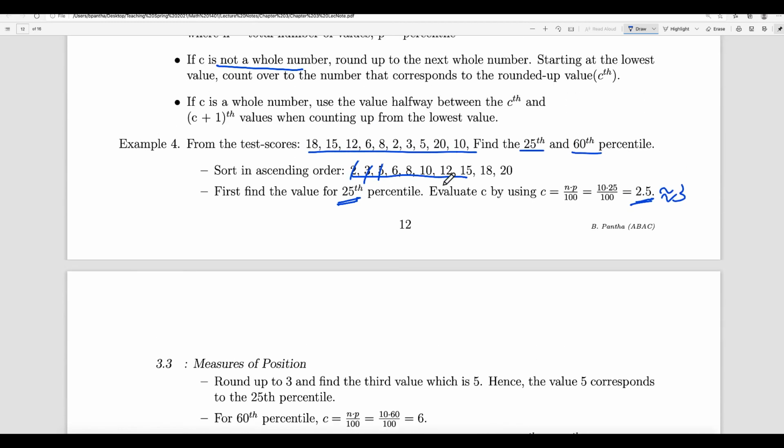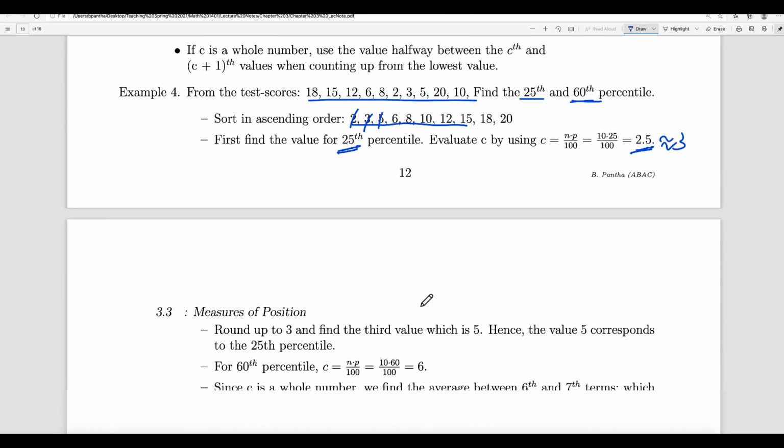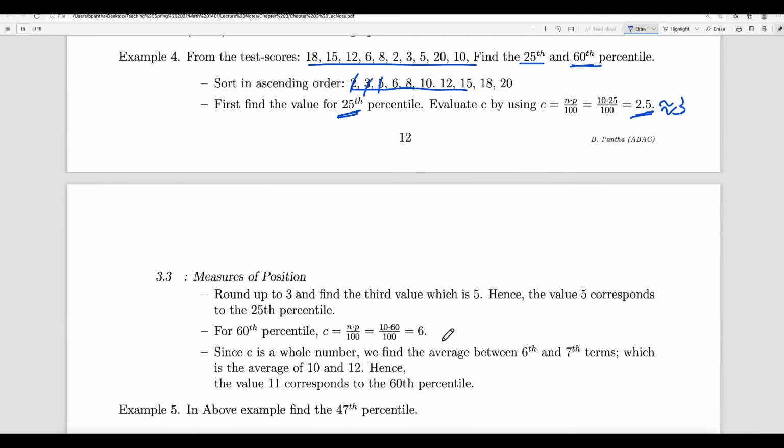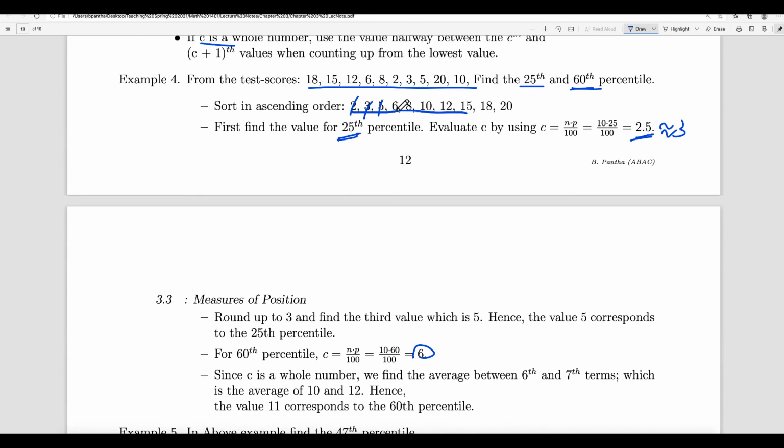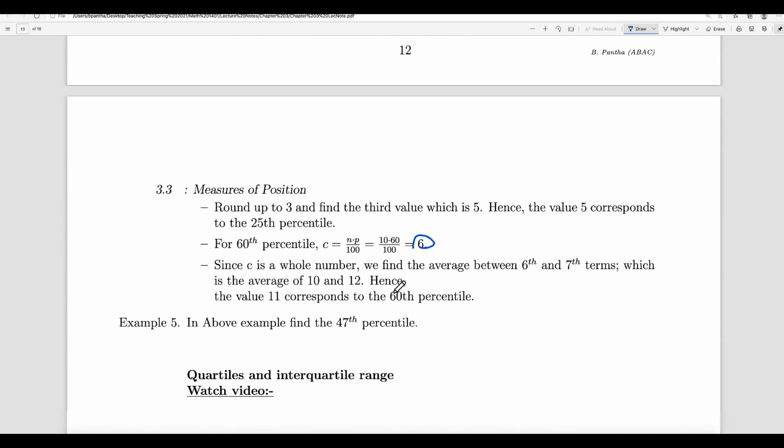Similarly, for the 60th percentile, what do you do? N times P over 100. If you do that, you get 6, which is a whole number. Now, to find the 60th percentile, you need to find the average of the 6th and 7th. Since C is a whole number, we find the average between the 6th and 7th terms. Which one is the 6th? First, second, third, fourth, fifth, sixth, and the 7th. They are 10 and 12. What is the average of 10 and 12? 10 plus 12 divided by 2 is 11. That's what you do. Okay.